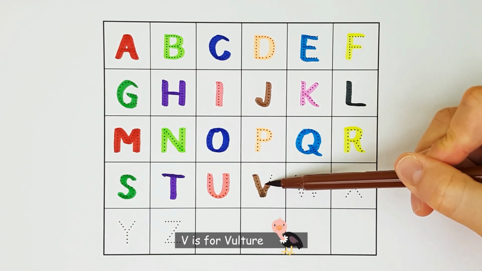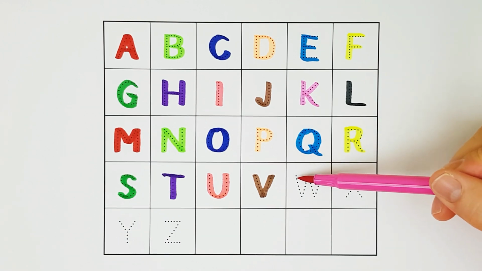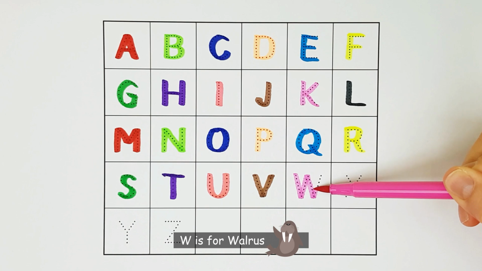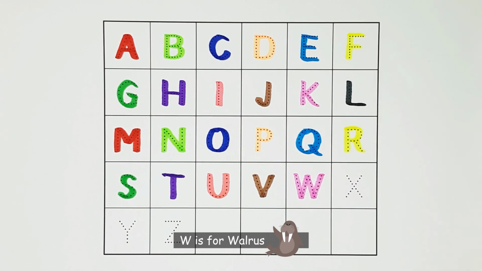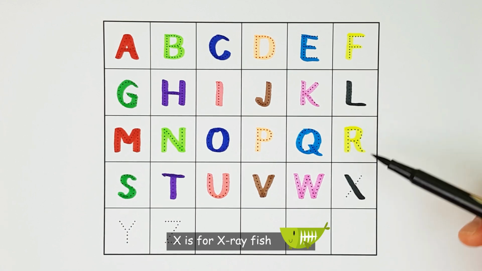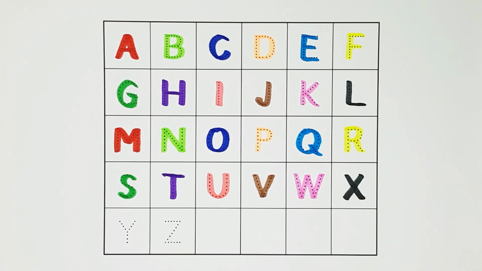V. V is for vulture. W. W is for walrus. X. X is for X-ray fish.